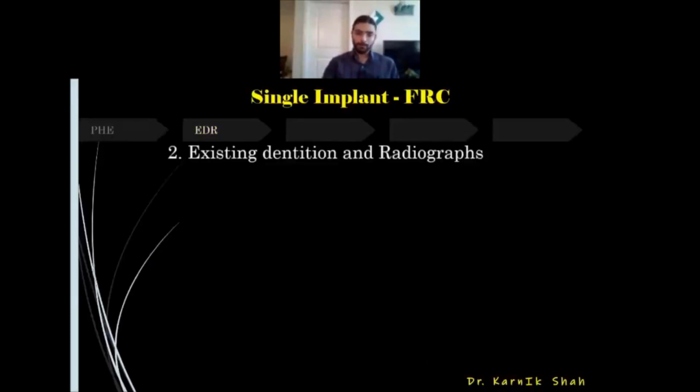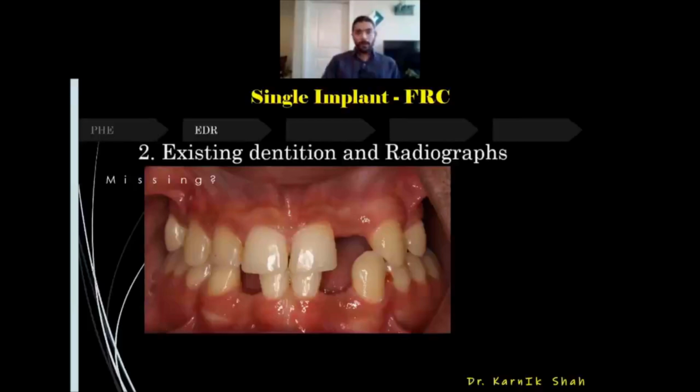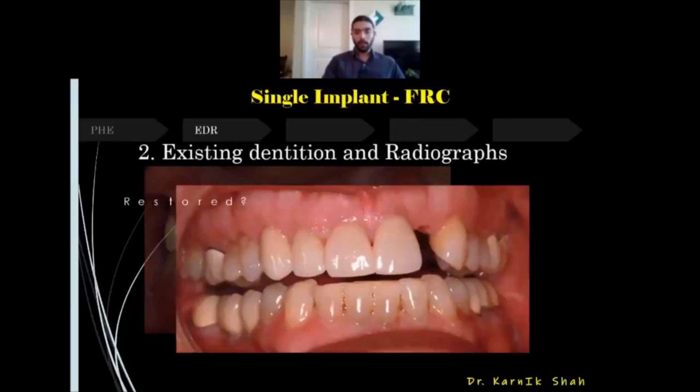So after talking to the patient and establishing some initial contact, the next step is to look at the patient's existing dentition and radiographs. It is important for us to know what teeth are missing, where are they missing, either anterior or posterior, or if the patient is missing more than one tooth. And of course, we need to know whether the patient has some restorative work done in the past, whether it's single crowns, root canals, some fillings, or if the patient has had extensive full mouth rehabilitation done.